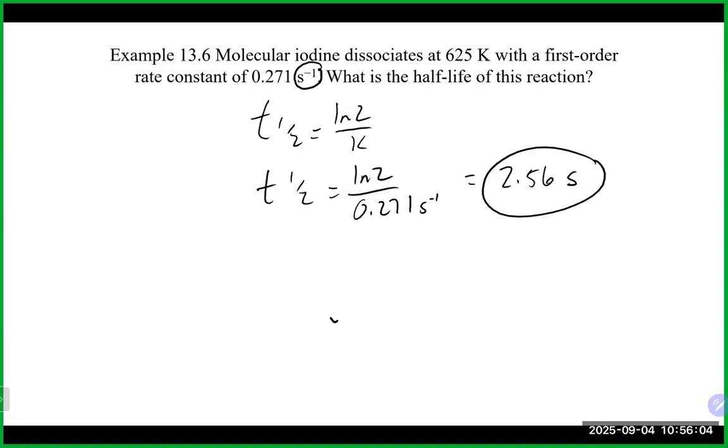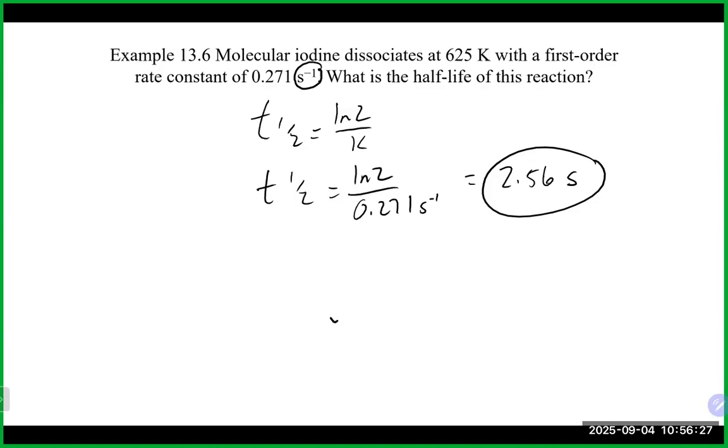So that reaction is moving quite fast. Every 2.5 seconds, half of what you started with is gone. So it's moving at a pretty good rate there. Obviously, if you have a larger or bigger half-life, that reaction is moving maybe a little slower than if you have something that's moving pretty quick.